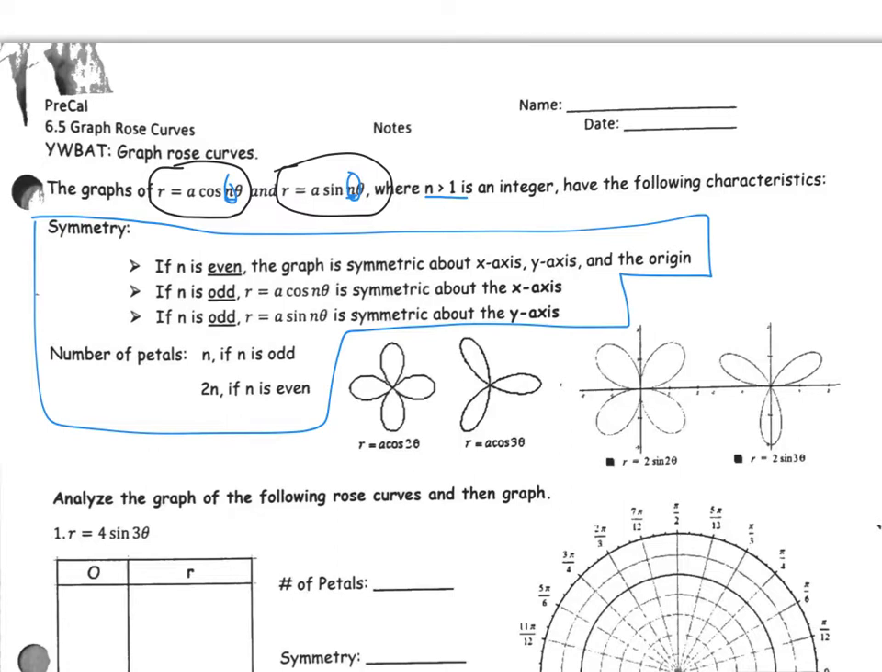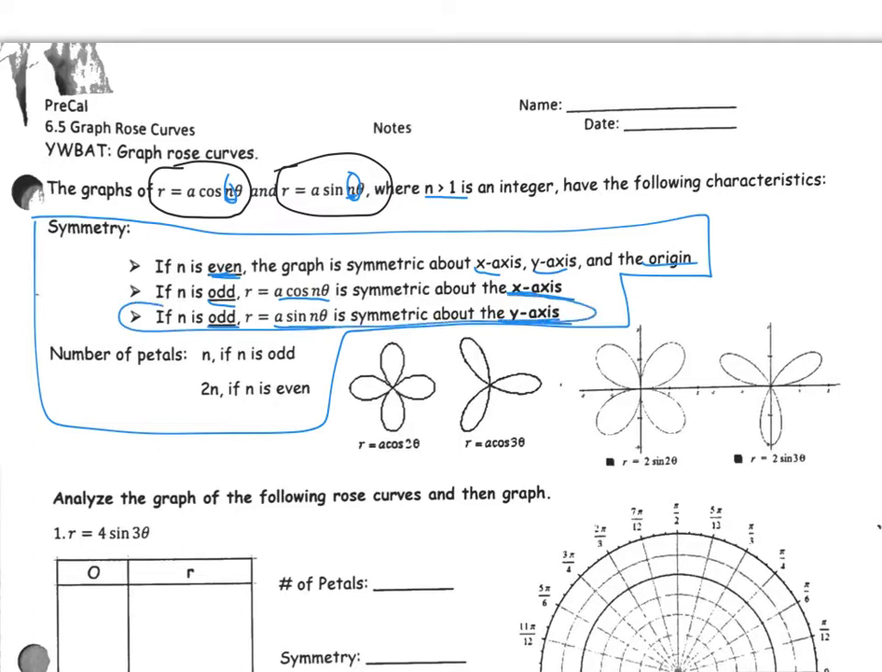So we're going to look at if n is even, then the graph and the rose petals are going to be symmetric to the x-axis, y-axis, and origin. If n is odd, which is what we're going to look at for this first video, then if it's cosine and n is odd, it's symmetric to the x-axis. An easy way to think of that is cosine is always x. It always equals x in the unit circle. If n is odd and in the equation you have sine, then these rose curves are going to be symmetric to the y-axis. And this is actually what we're going to look at.